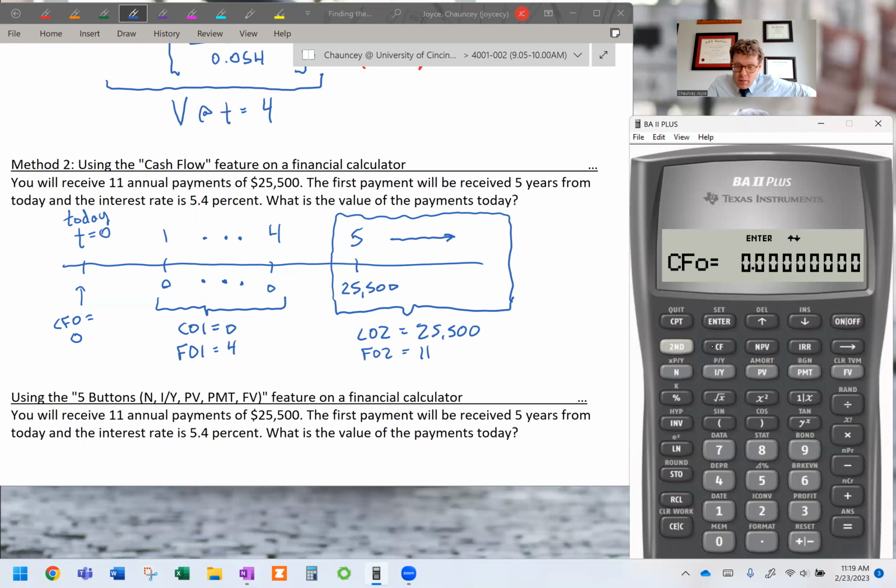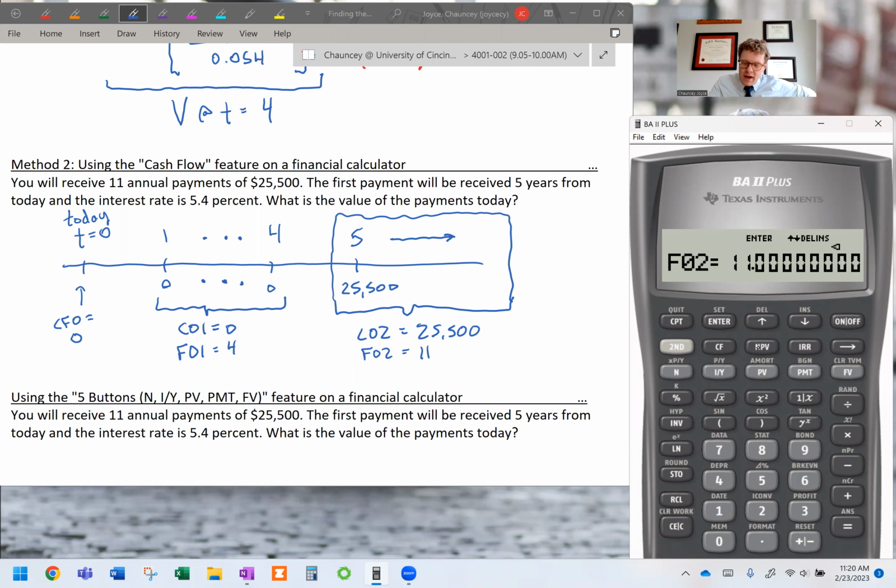You press this cash flow button here on the second row, then second, clear work, which will zero everything out. Cash flow 0, there's no cash flow today. So I'm going to scroll down on the top row. My first stream of cash flow is 0. The frequency of that is 4. Enter, and then down. My second stream of cash flows is 25,500. Enter, down, and we have a frequency there of 11. And then we compute the net present value.